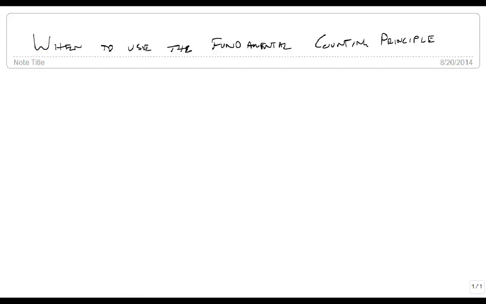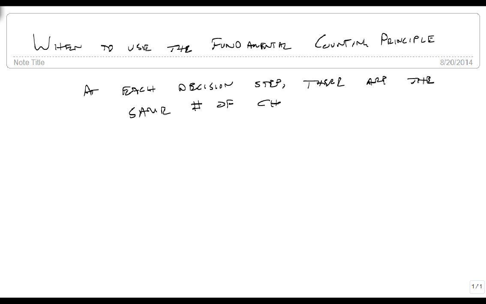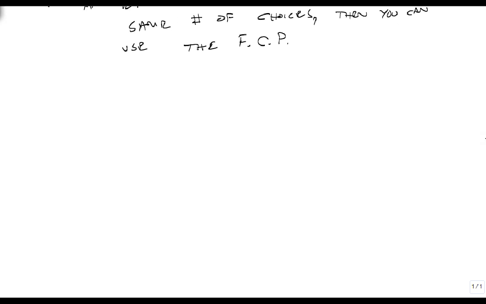We're now going to talk about how you can know when to use the fundamental counting principle and when not to. And the key here is that at each decision step, there are the same number of choices. If this is true, then you can use the fundamental counting principle, which says you just multiply the number of choices at each decision to find how many you have.